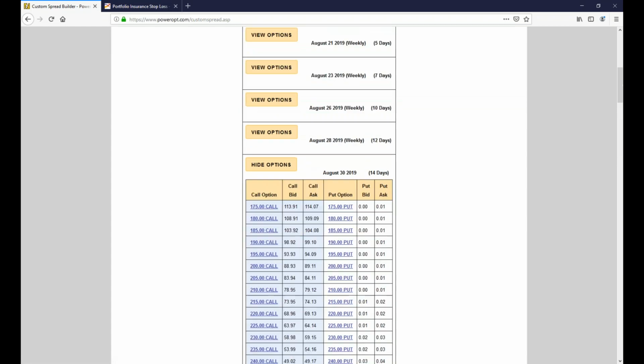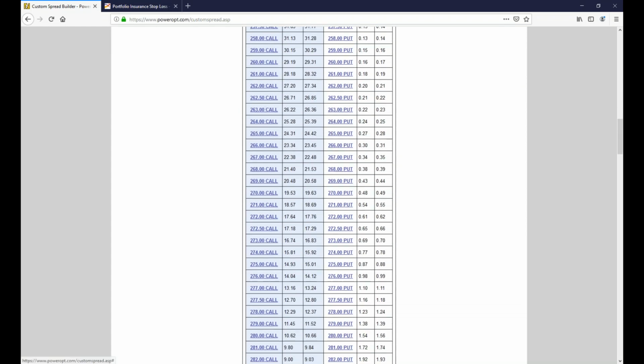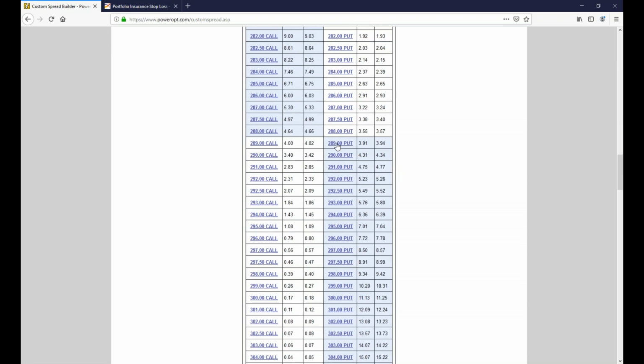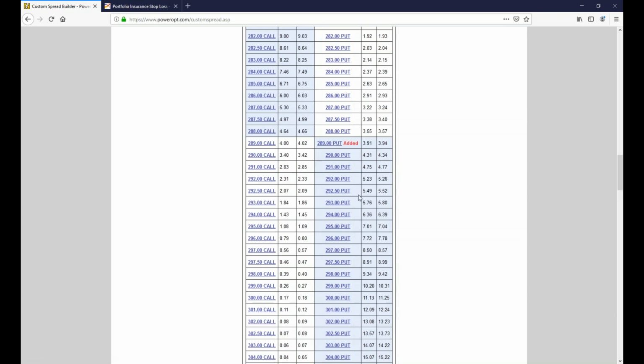SPY, of course, closed today at 288.81. Let's call it 289, roughly. So 289 is at the money, and this price here is just about $4. Okay, so let's go ahead and add the at the money short put, slightly in the money by 9 cents, but again, this depends on the direction of the position.